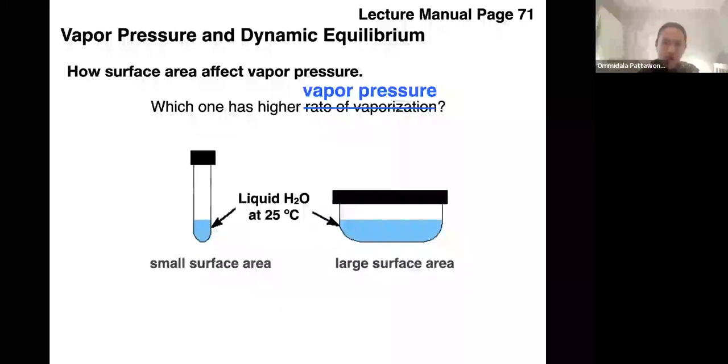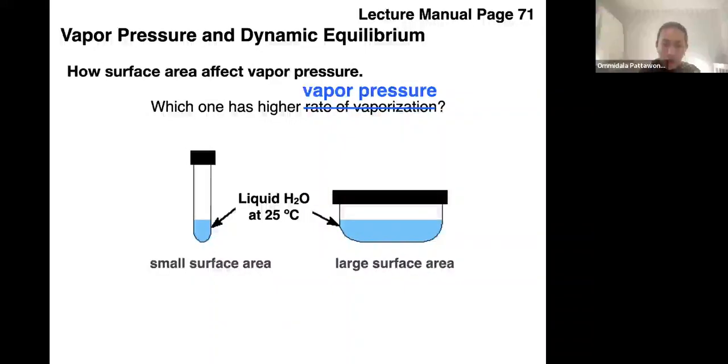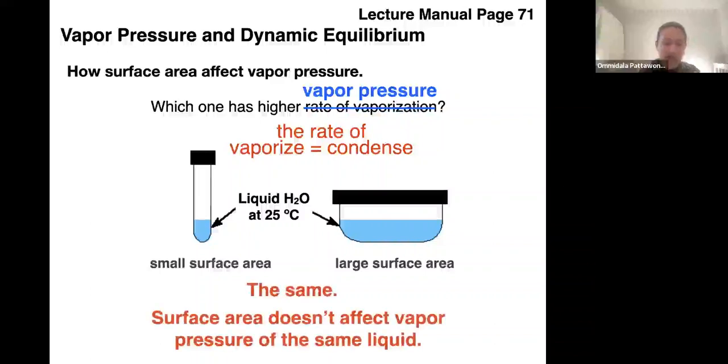Next, we're going to take a look at how surface area has an effect on vapor pressure. In this case, we're going to look at two different surface areas. We are going to close those with rubber stoppers so that this would be a closed system, and they can reach dynamic equilibrium. If you do this and compare the same substance, you will see that the surface area will not have an effect on the vapor pressure at all, because the rate of vaporization is going to equal the rate of condensation no matter what, right? So we can conclude that surface area doesn't affect the vapor pressure of the same liquid.